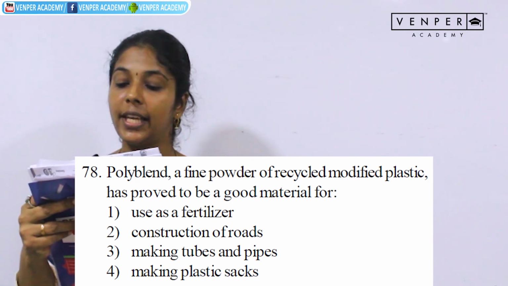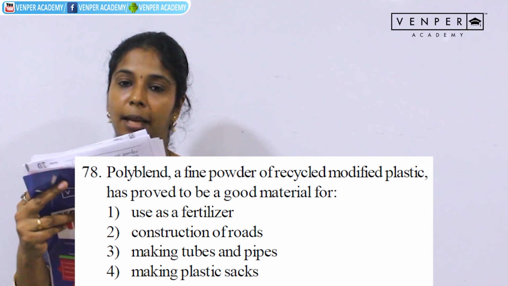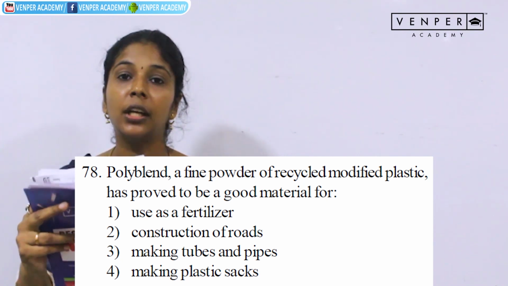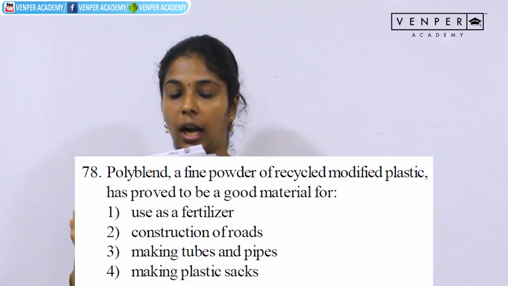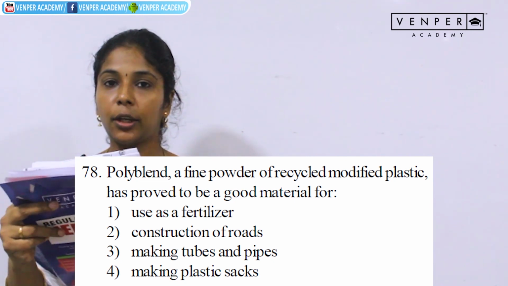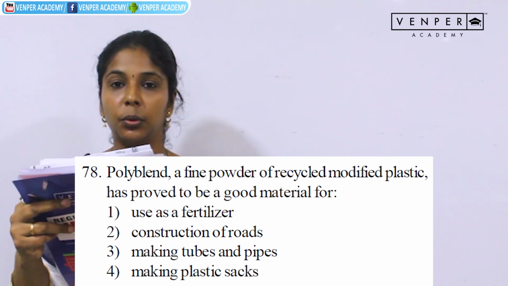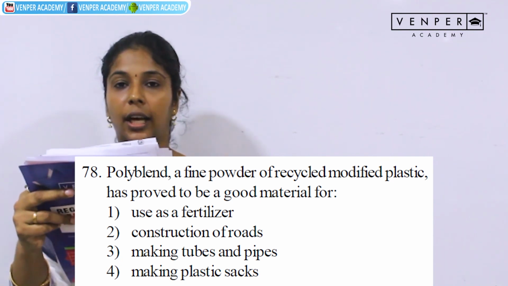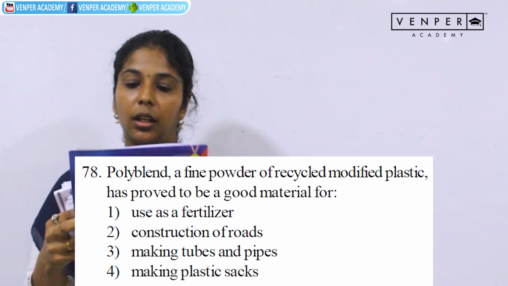Polyblend is a fine powder of recycled plastic material such as plastic bags, plastic waste, etc., and it is mixed with bitumen or tar which is used to lay roads. So the correct option for this question is option 2. Polyblend is used in the construction of roads.